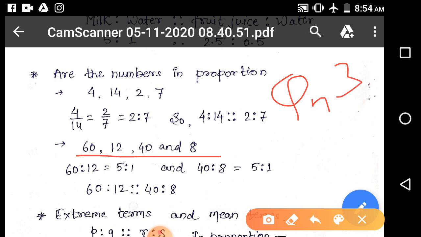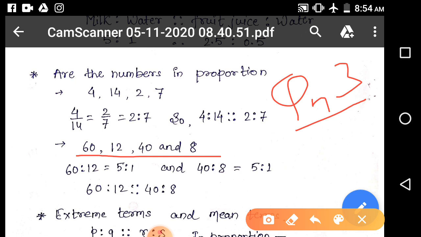That means here in those terms, those numbers are in order, but here in question number 3 we have four numbers. We have to arrange those numbers in a proper order, then find out whether they are in proportion or not. So carefully solve question number 3 by changing the place of the numbers, that means changing the order of the numbers.